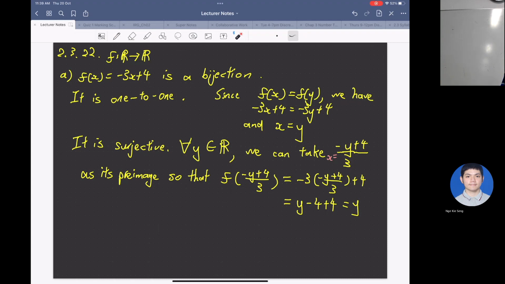And then 2.3.22, show that the function is a bijection. So first you show it's 1-to-1. Assume f(x) equals f(y), show that x equals y. Surjective, for every y in the codomain, you need to find me a pre-image. Okay.